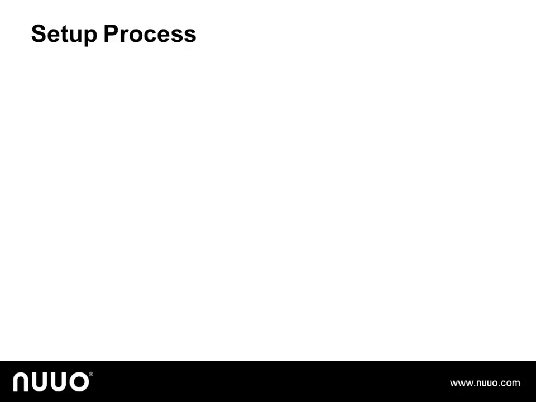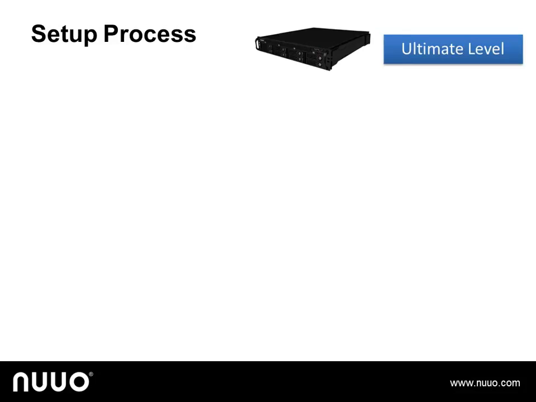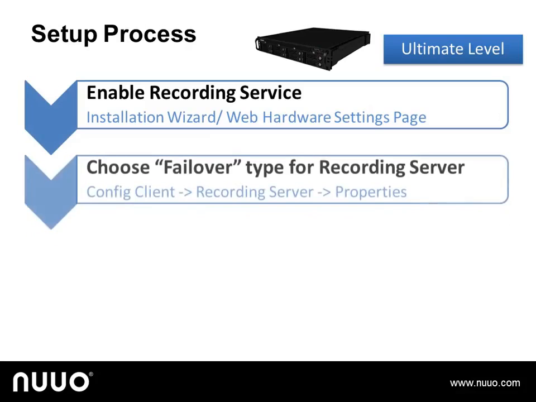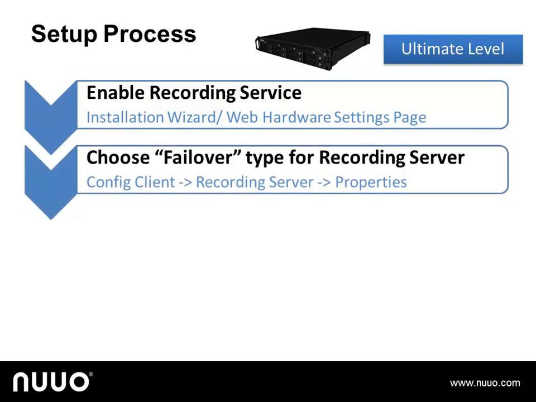It takes only 4 easy steps to set up recording failover on your system. After preparing one Crystal and ensuring the system license is set to the Ultimate level, we next need to, 1. Enable the recording service on the Crystal via the installation wizard or web hardware settings page, and then assign the recording server to the management server. 2. Second, we need to choose the failover type on the config client and recording server properties page.